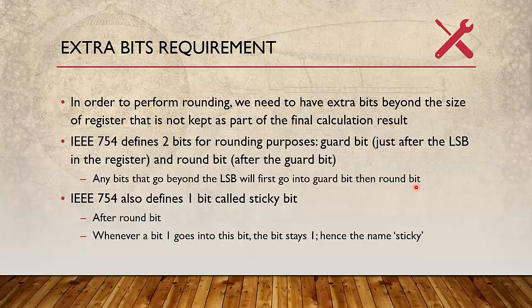On top of that, the standard also defines another single bit called the sticky bit. This comes after the round bit, a third bit, and whenever a value of 1 goes into this bit, it stays as 1 in the calculation. So this bit only becomes 0 during initialization or assignment with 0. Since the bit stays as 1, that is why it is named the sticky bit.